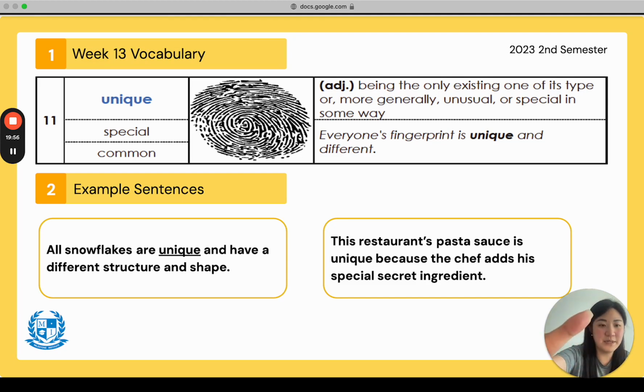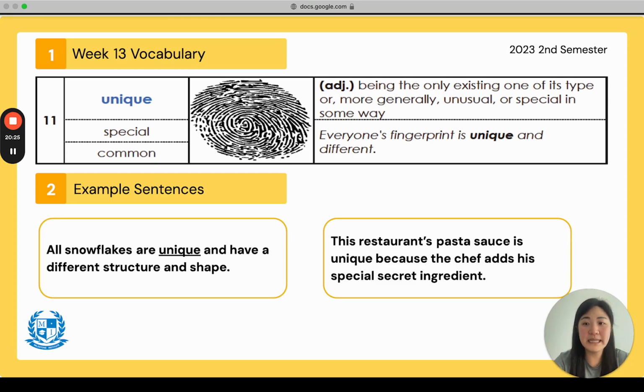Everyone's fingerprint is unique and different. No person has the same fingerprint. So if you look at your thumbs, and if you look at your mom's thumb or your dad's thumb, it will not look the same because everyone's fingerprint is unique. It only exists, there's only one type. Repeat after me. Everyone's fingerprint is unique and different.